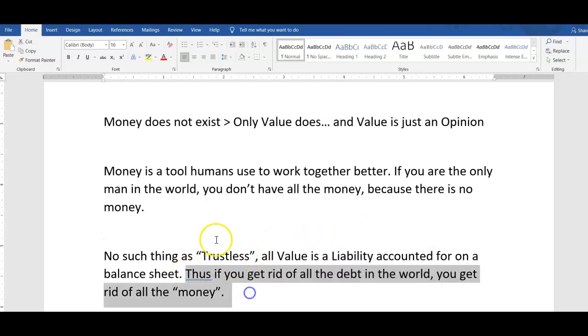Thus, if you get rid of all the liabilities, you hear sometimes people wishful thinking, oh, let's get rid of all the debt and then the world will be great. Well, if you did that, you just got rid of all the money too, and we lost the tool that humans use to work together. So I'm going to go on about some of this, and hopefully I can explain why these things are true.